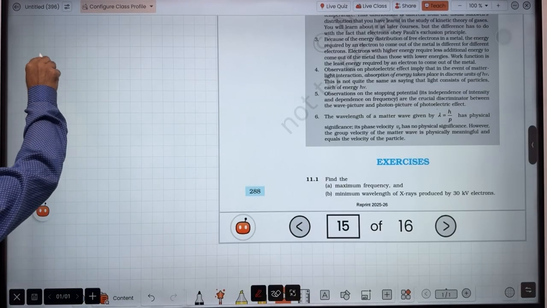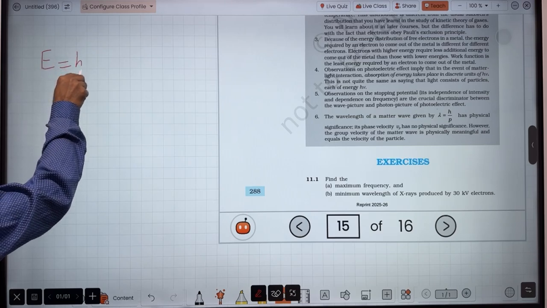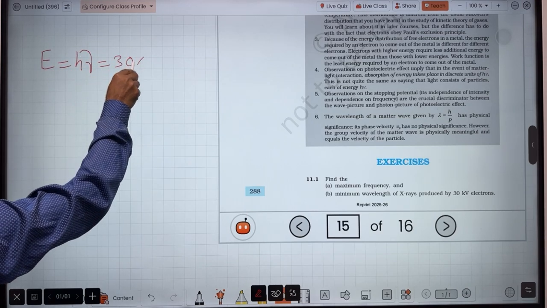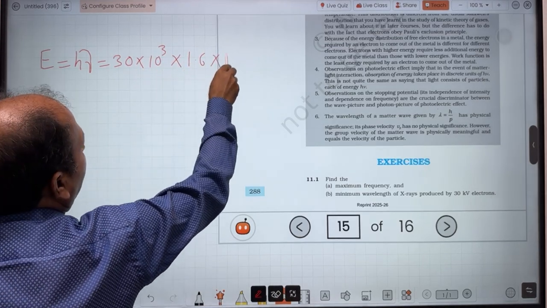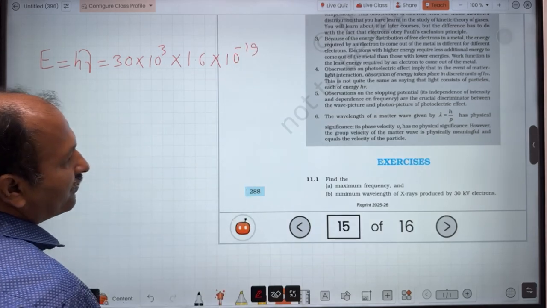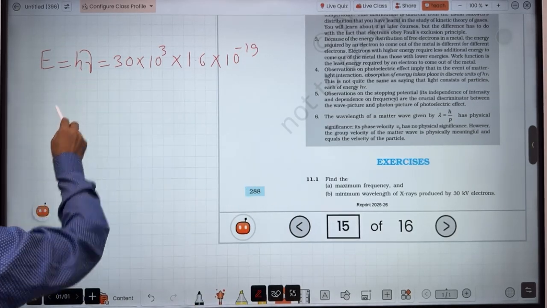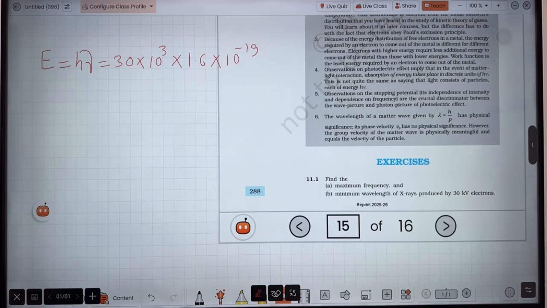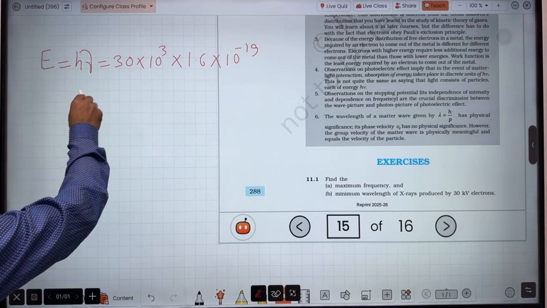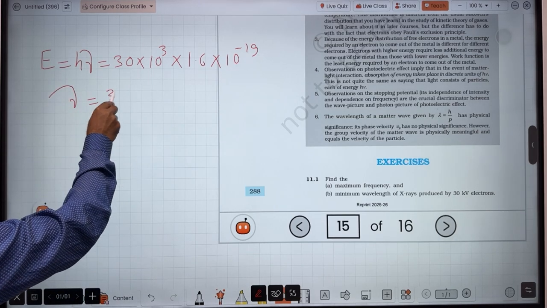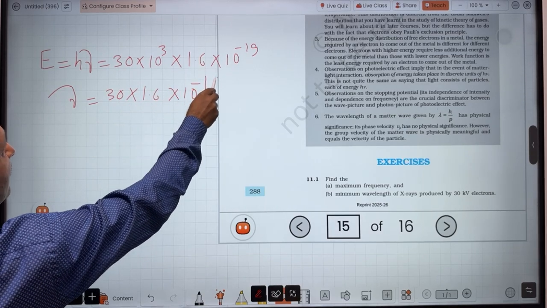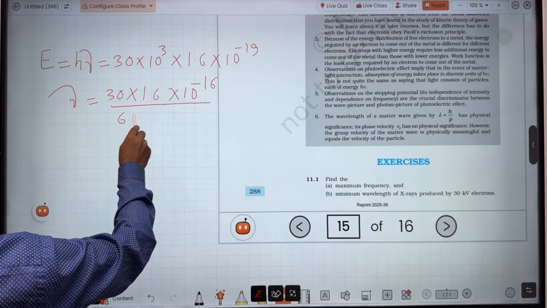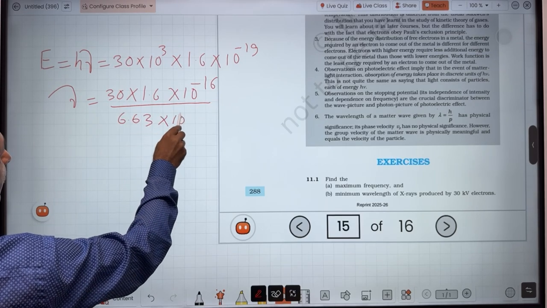So we are given energy E equal to h nu equal to 30 into 10 power 3 into 1.6 into 10 to the power minus 19. Is it okay? Now, here our concern is to find the frequency. So, frequency can be evaluated and then we can find the wavelength. So, nu will be equal to 30 into 1.6 into 10 to the power minus 16 divided by 6.63 into 10 to the power minus 34.